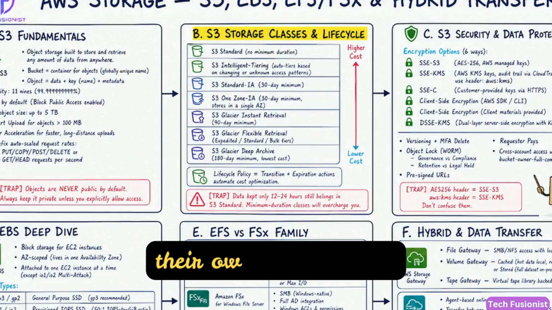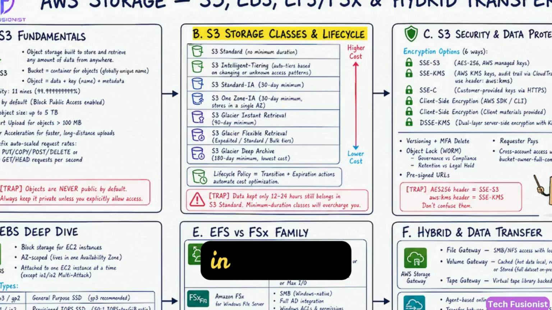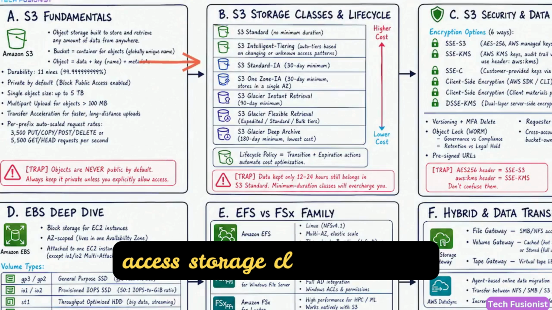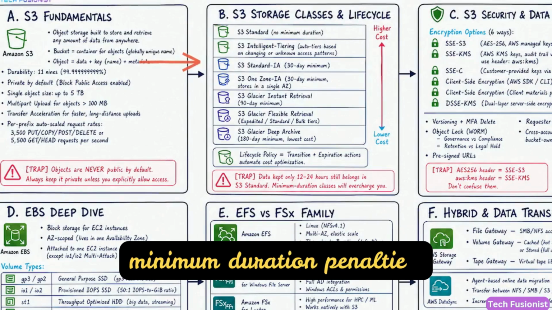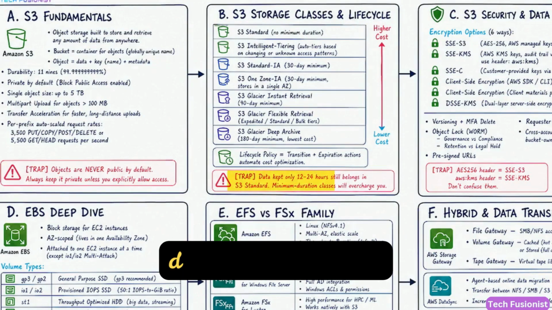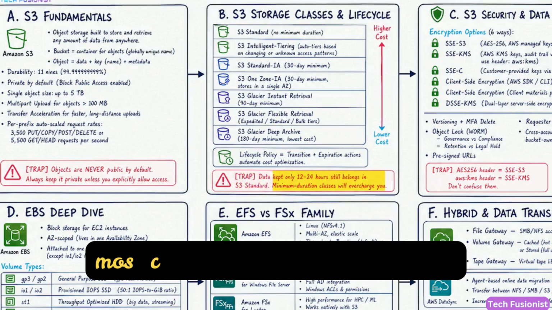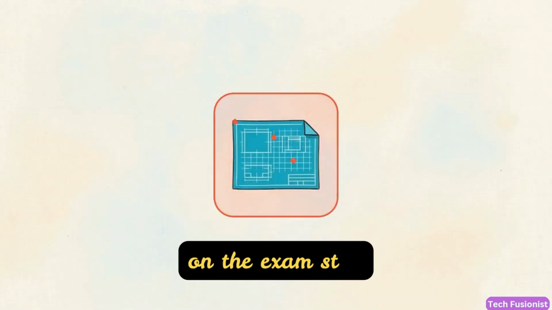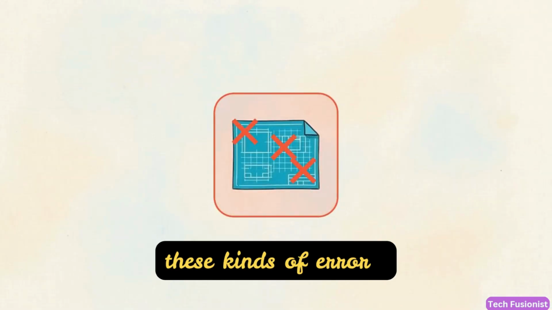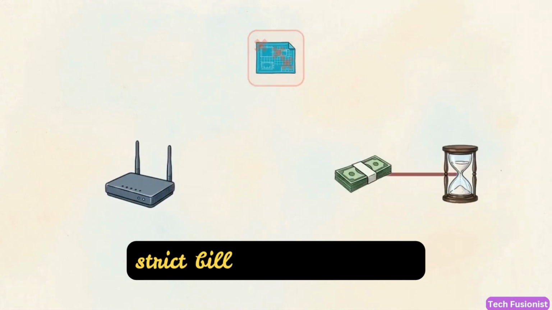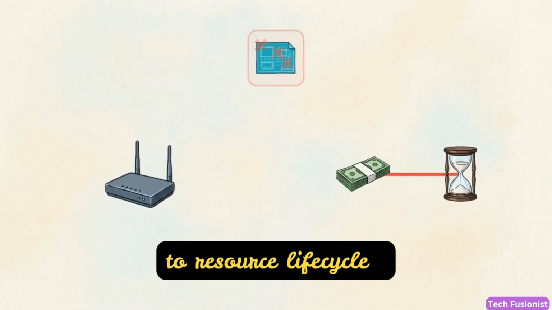Storage services carry their own hidden rules, as shown here in Section B. Placing short-lived data into infrequent access storage classes triggers minimum duration penalties. You will be billed for 30 days of storage even if you delete the object after 12 hours. The most common architectural failures on the exam stem directly from these kinds of errors: misplacing core network resources or misunderstanding the strict billing rules attached to resource lifecycles.